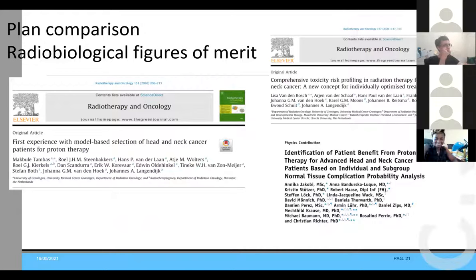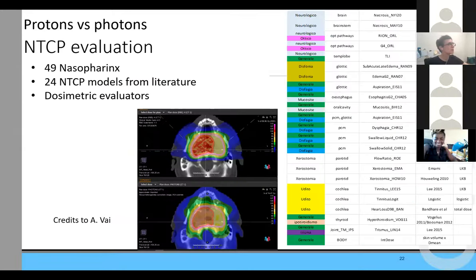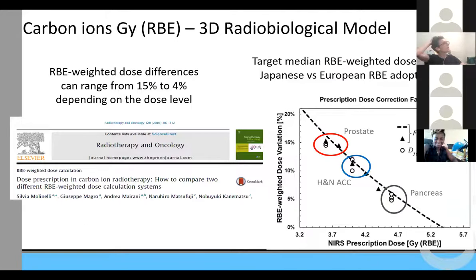We're now trying to use biological figures of merit to evaluate the plan. So we're doing a comparison, which is something that started in the Netherlands when they started with protons. So we're trying to use NTCP models to evaluate the treatment plans for proton treatments, to see if the patient should receive a proton treatment instead of a photon treatment.